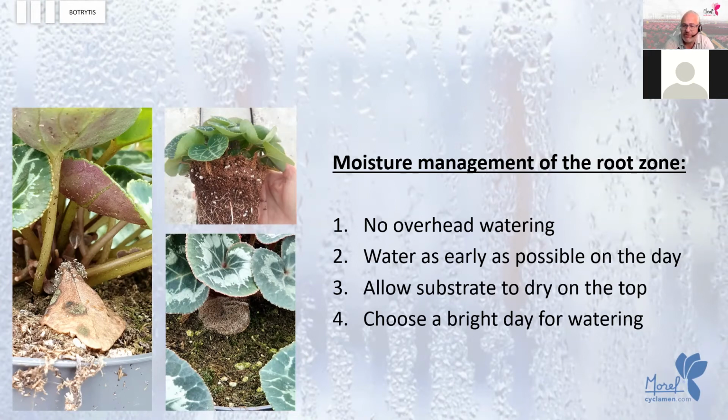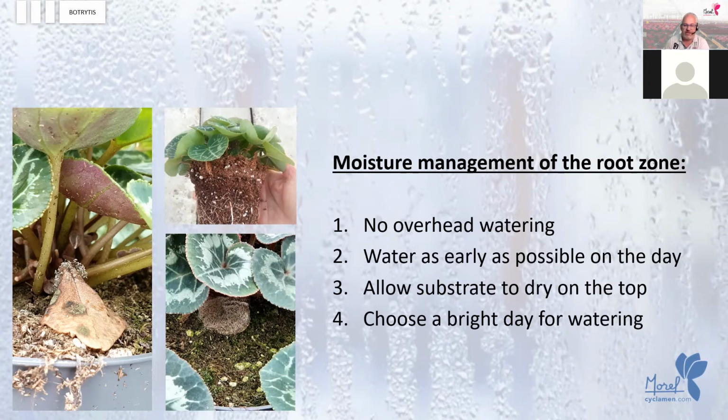The earlier you water on the day, of course, the bigger the chance that the plants will go dry into the night, because at night the humidity normally is a bit higher than during daytime. It's better to water as early as possible to give the plants the best chance to go dry into the night. Also, of course, it's beneficial to choose a bright day for watering so that the plants again have the best chance to dry off quickly. Between waterings, allow the substrate to dry on the top.